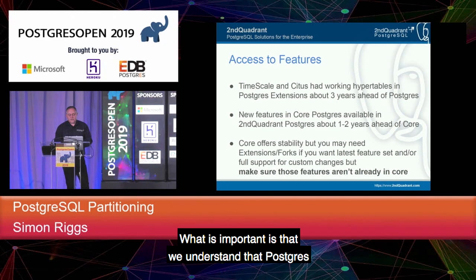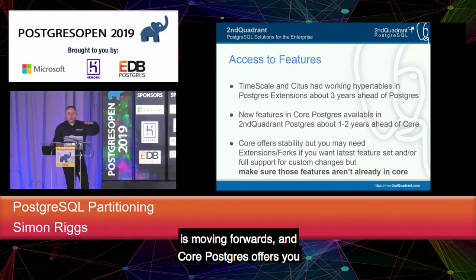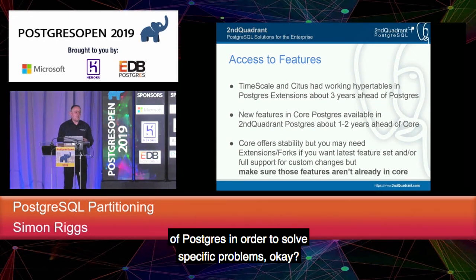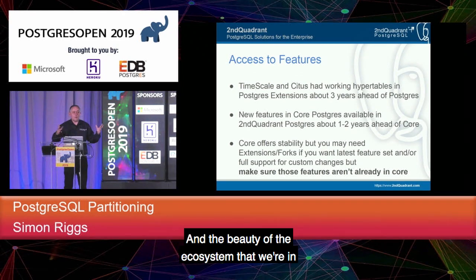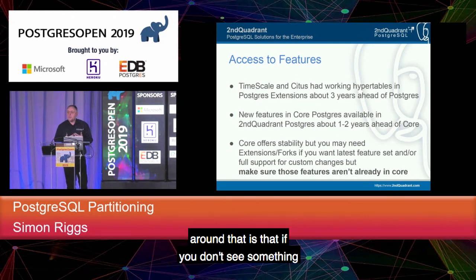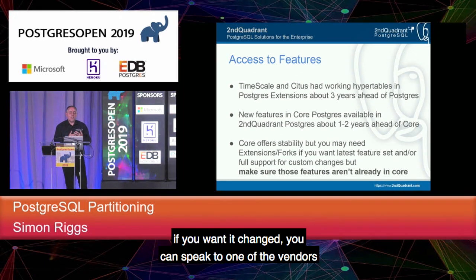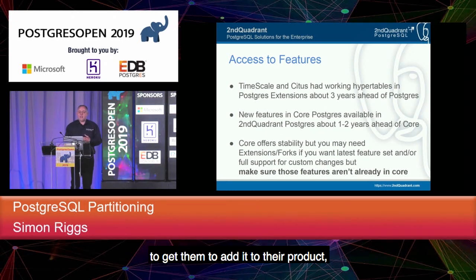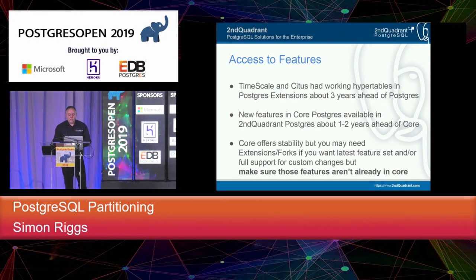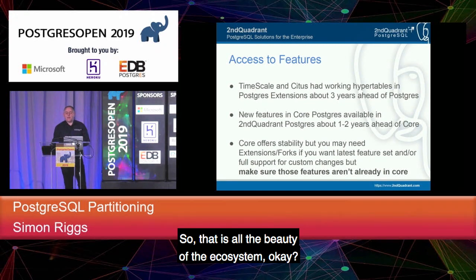What is important is that we understand that Postgres is moving forwards, and core Postgres offers you the stability you need for your applications. But sometimes you will need other extensions or forks of Postgres in order to solve specific problems. Okay, and the beauty of the ecosystem that we're in is that these options exist for you. And the next thoughts really around that is that if you don't see something in core Postgres that you like, if you want it changed, you can speak to one of the vendors to get them to add it to their product, or you can hire people to write new features for Postgres, which is one of the things Second Quadrant does. So that is all the beauty of the ecosystem, okay?